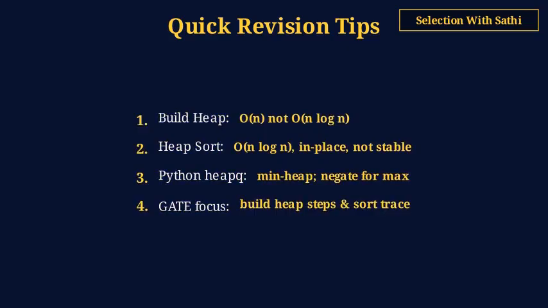Third, memorize the index formulas. Parent is (i minus 1) over 2, left is 2i plus 1, right is 2i plus 2. Fourth, heap sort is O(n log n) worst case and in place, but it is not stable. GATE compares it with merge sort, which is stable, and quick sort, which has O(n squared) worst case.